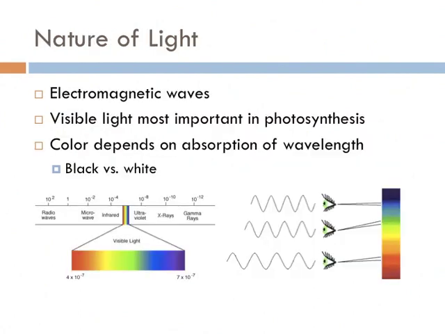The colors we see every day are a part of the electromagnetic spectrum. This spectrum includes radio waves, microwaves, infrared rays, ultraviolet rays, X-rays, gamma rays, and visible light.